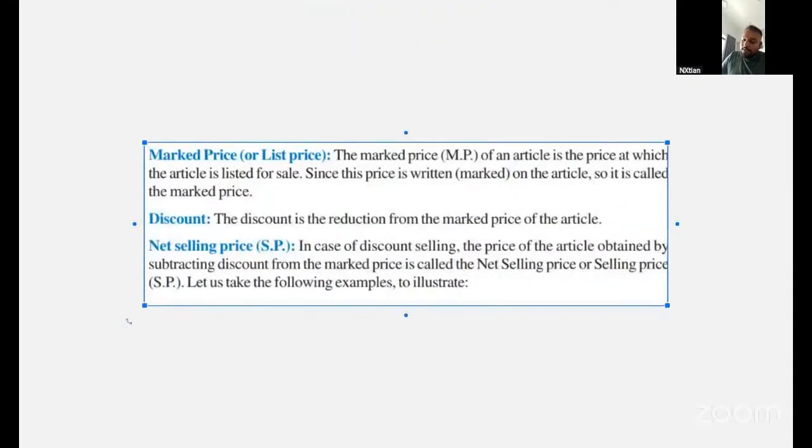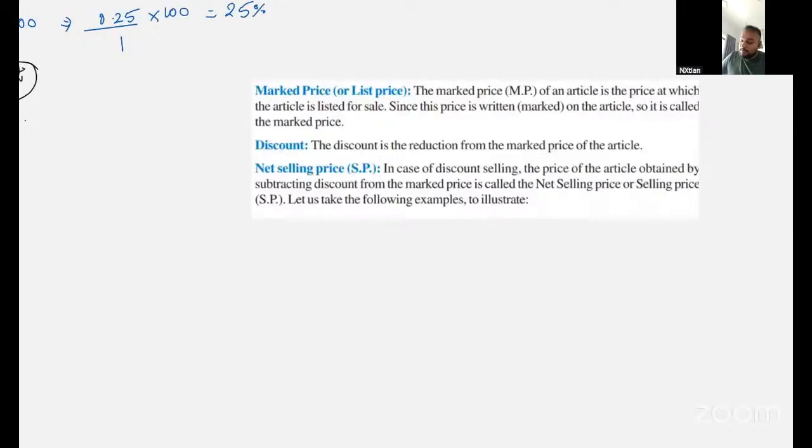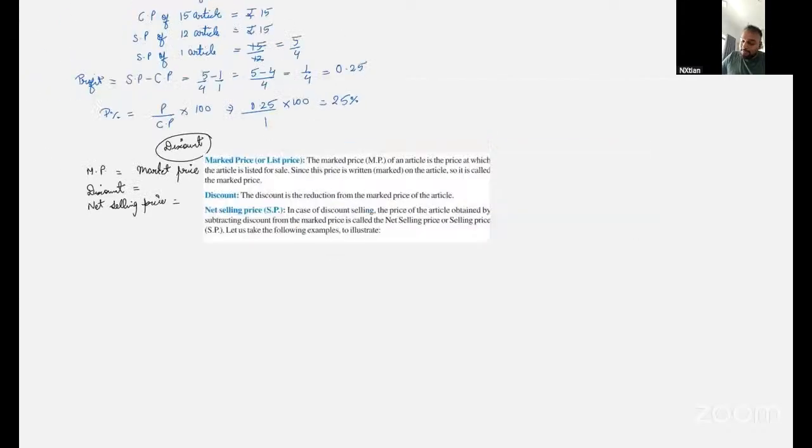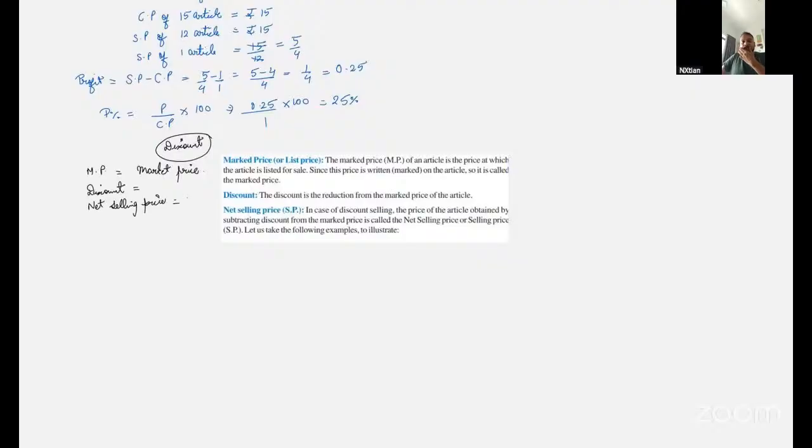Before that, you have to write this definition. Quickly write it down, please. Market price, discount, and net selling price.